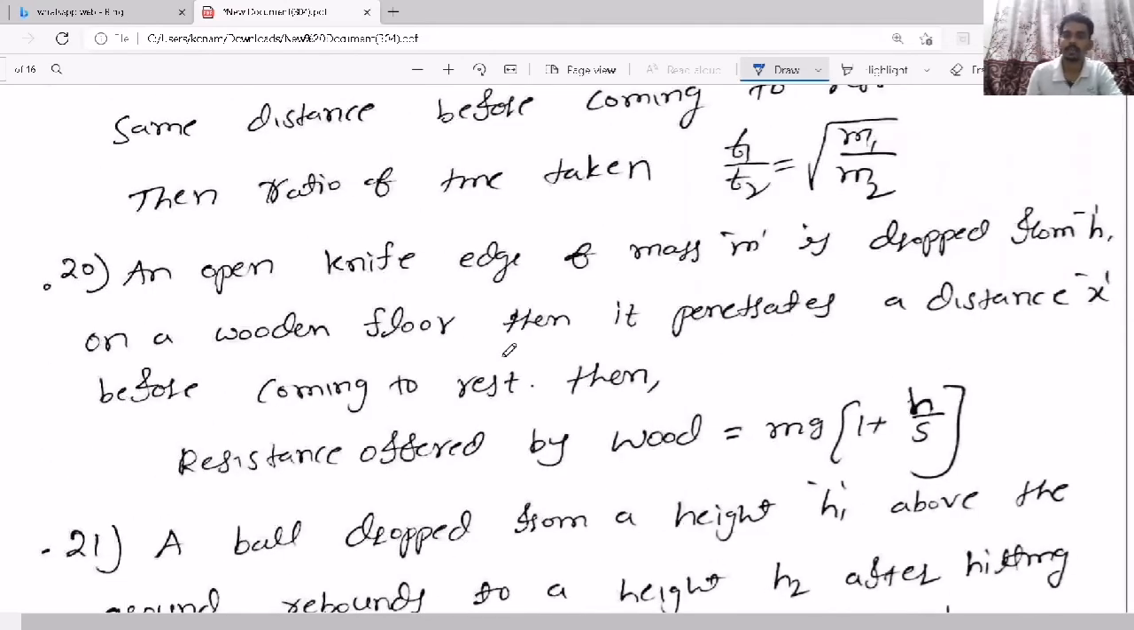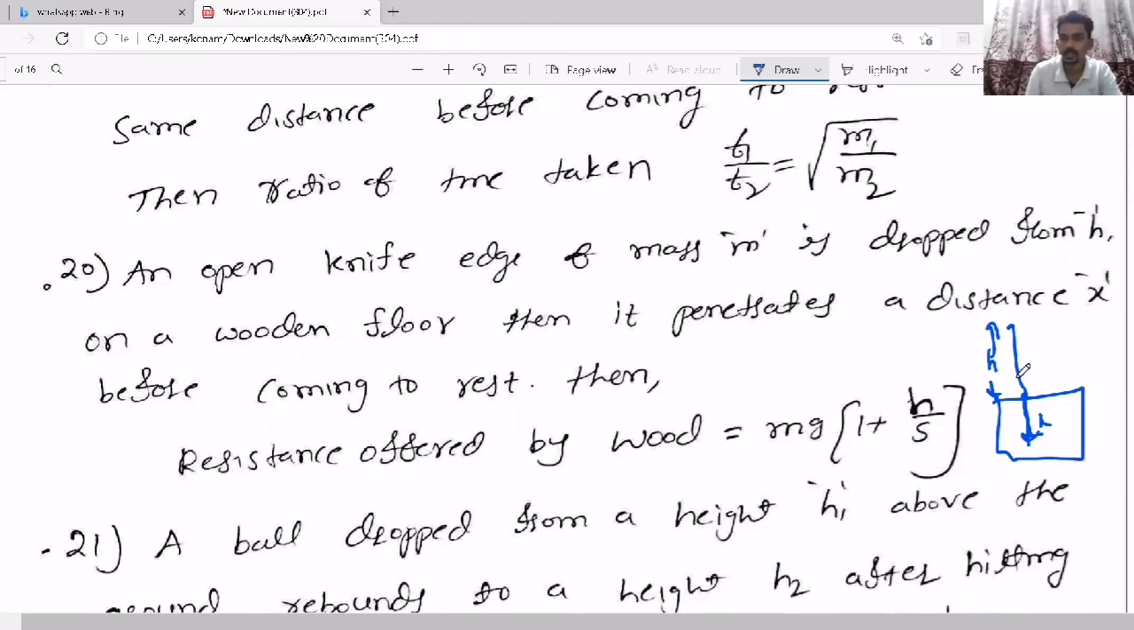Then an open knife edge of mass m is dropped. See, there is a wooden floor, and you are dropping from a certain height h. It will first drop and hit with some velocity, so it will try to go up to some depth x. Here, when it is penetrating through the wood, due to the resistive force, it will come to rest.